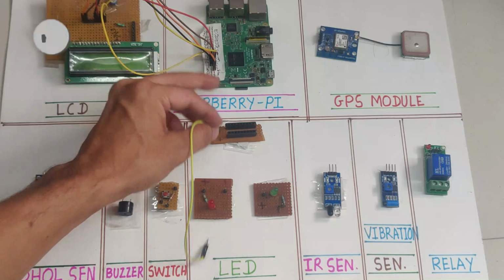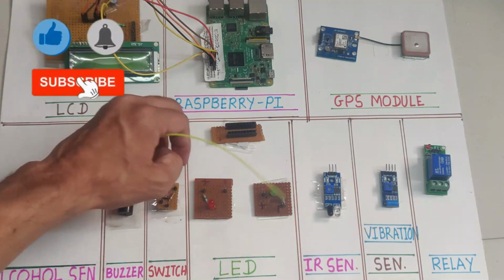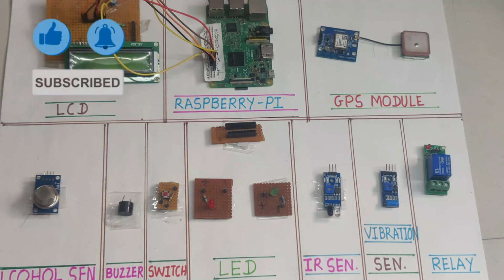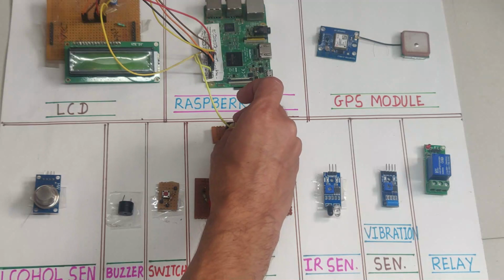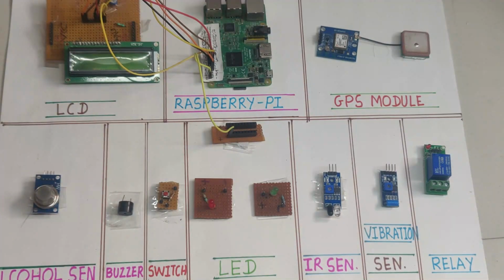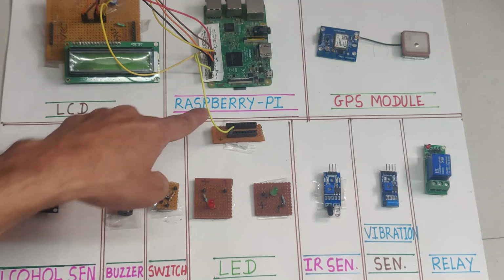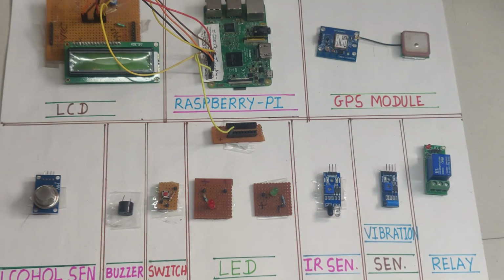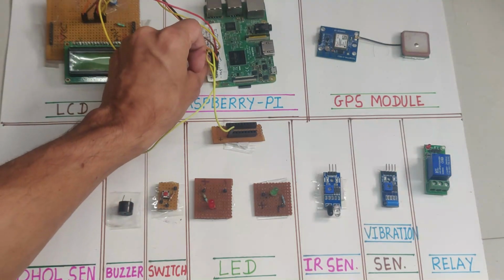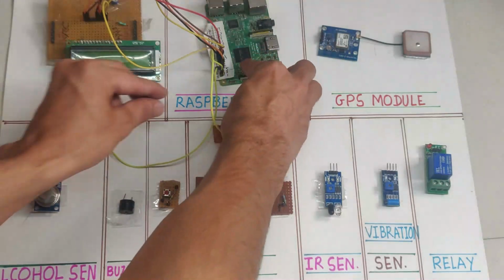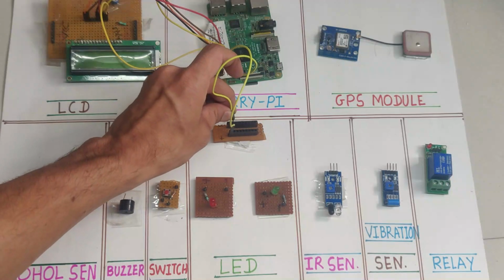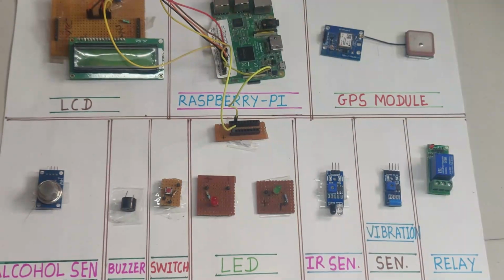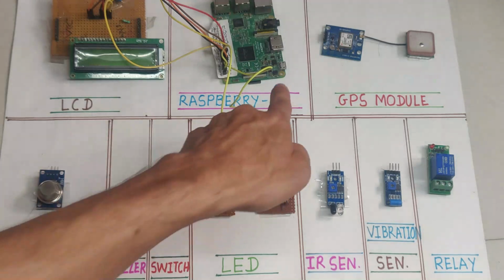Pin number 2 I have connected to the VCC pin, that is pin 5. So this is my VCC pin, so I have connected it here. Now pin number 6 acts as a common ground pin, so connect pin number 6 to the ground pin. Okay, with this we have completed the one part.